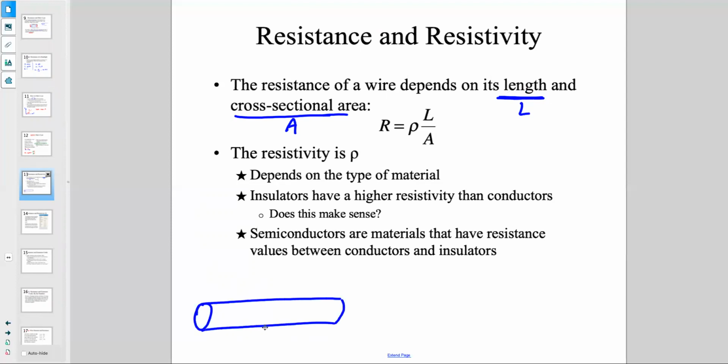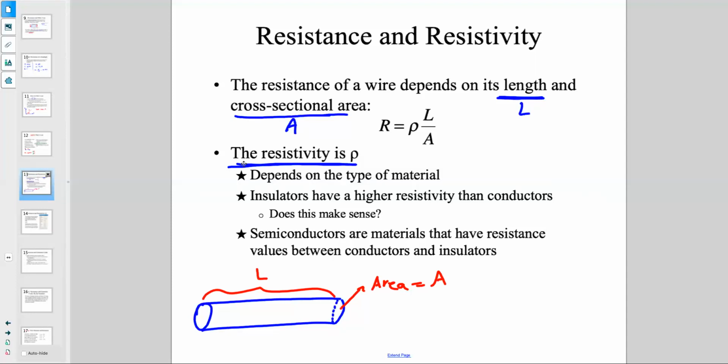Let's say that this is our wire, and this is L, and this is the cross-section area, which is A. And then we have something called resistivity, which we show with rho. The resistivity rho depends on the type of material that we are using. Whether it's gold or copper, whatever the material, we have an individual rho for that. So it depends on the material.